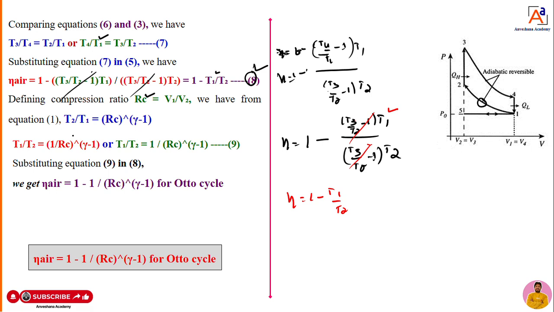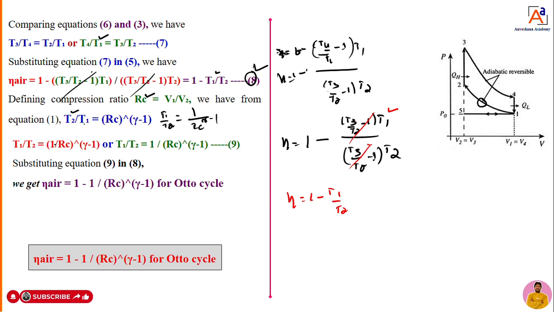So what can I do here now? T2 by T1 is equal to V1 by V2, that is, T2 by T1 is equal to Rc to the power of gamma minus 1. I can write this vice versa also. I will take T1 to the numerator side and send T2 to the denominator side. That is, T1 by T2 is equal to 1 divided by Rc to the power of gamma minus 1.